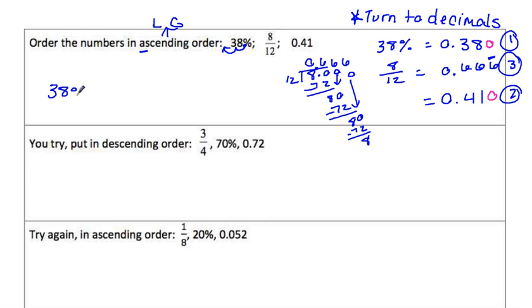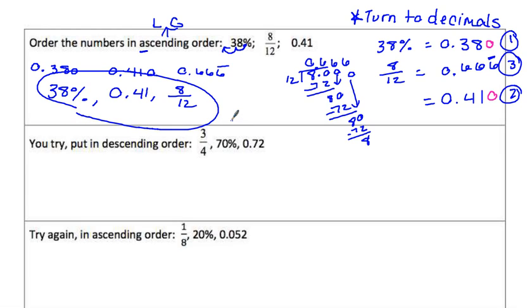So make sure you put them back in their original form. So we have 38%, 0.41, and then we have 8/12. Now I know for some of you it's a little bit difficult to put them back into their original form. So before you write them in their original form, if you want to write what they were over with your decimal, you're welcome to do that. But just make sure you circle your final answer with the original forms in the answer. Okay, so you try, put those in descending order, and descending order starts with D, so it's going to go down. Turn everything into decimals, and then put them in descending order.